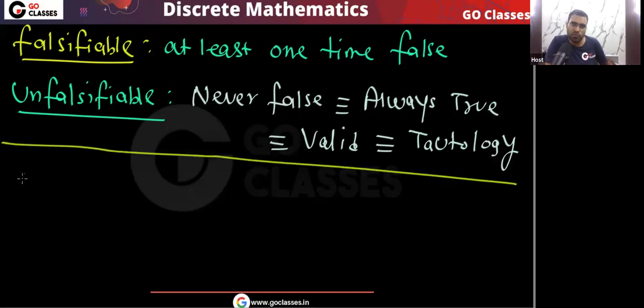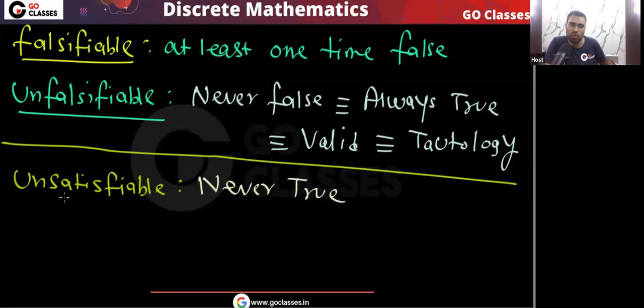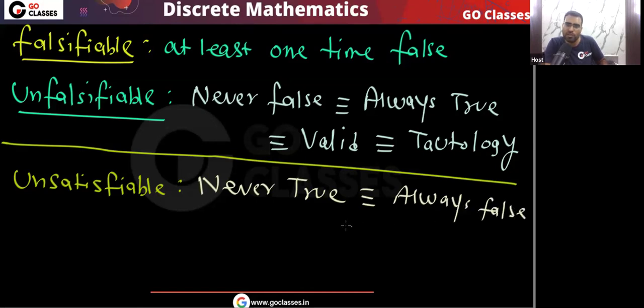Now tell me, what is unsatisfiable? What will that mean? See, satisfiable means at least one time true. So unsatisfiable means never true. You can never satisfy. Yes or no? Unsatisfiable means you can never satisfy, means never true, means always false. Always false means contradiction.